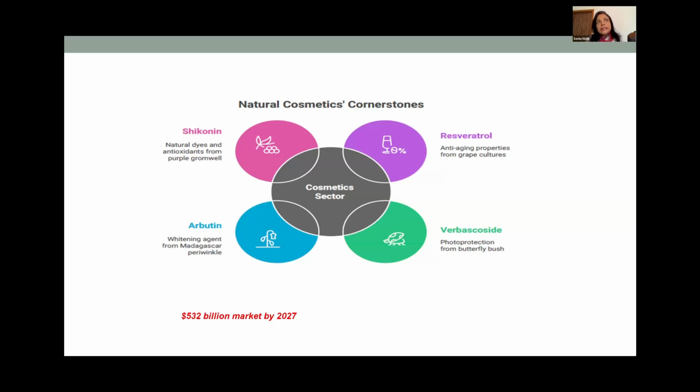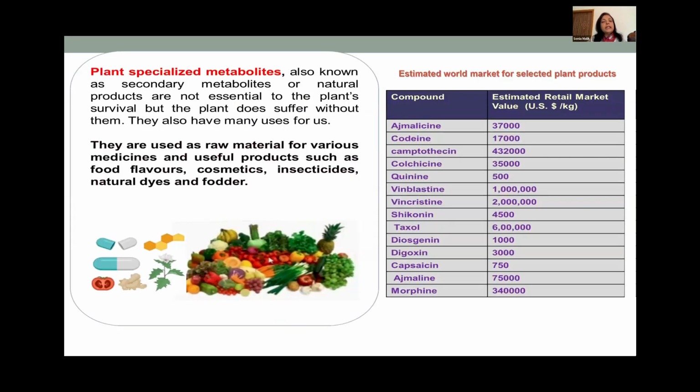Now I am using different terms interchangeably. You might have heard me using specialized metabolites, bioactive compounds, or secondary metabolites. So now let me make all these terms clear. What exactly are plant specialized metabolites? These are actually nothing but plant natural compounds. Just to make them a more defined term, they can be used interchangeably.